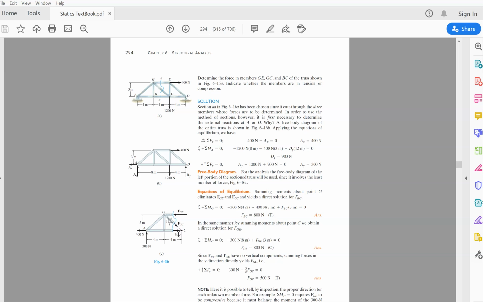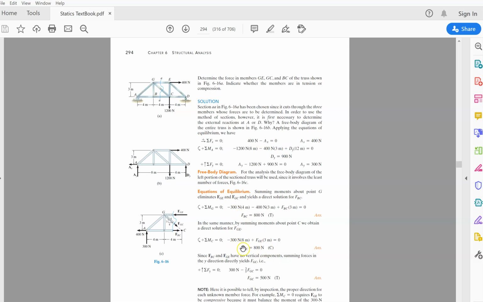Next is to solve at point C. If you take moment at point C, you are killing the GC and FBC, so you can solve for GE. Repeat the same method: 300 times 8, because this is your point C here. You will not take this 400 because the distance is 0. GC and FBC, this distance is also 0. So you only have GE. The distance of GE is 3 meters. So at the end of the day, GE is 800 compression. The answer is also positive, which means the direction that you guessed up here is correct. It's pressing on the rod, so it is compression.